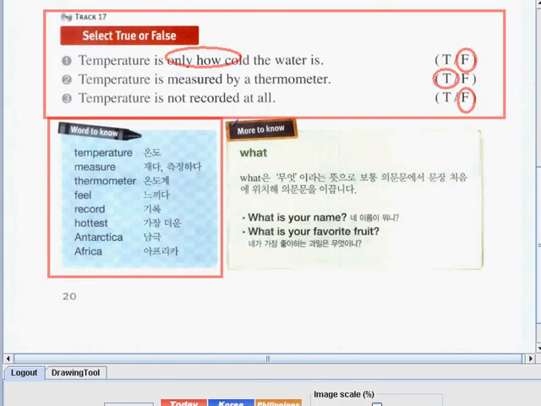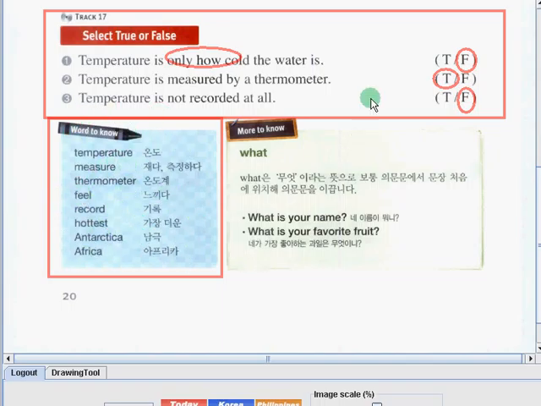Now, let's study the new words that we encountered in the passage. Here you can see the English words and also the Korean meaning or the Korean words, okay? First is temperature, measure, thermometer, feel, record, hottest, Antarctica, Africa. Well, students, please don't forget to remember, okay, the new words here, and also their meaning.